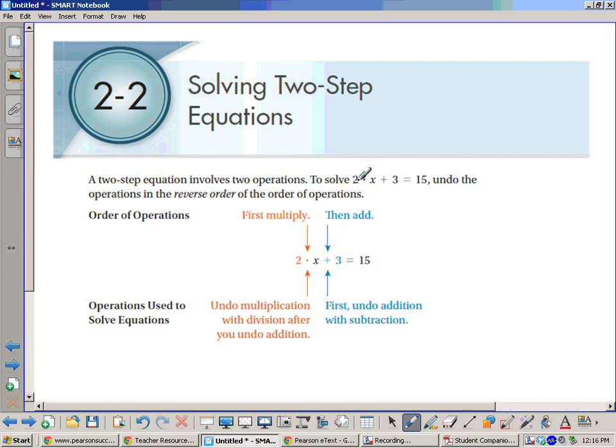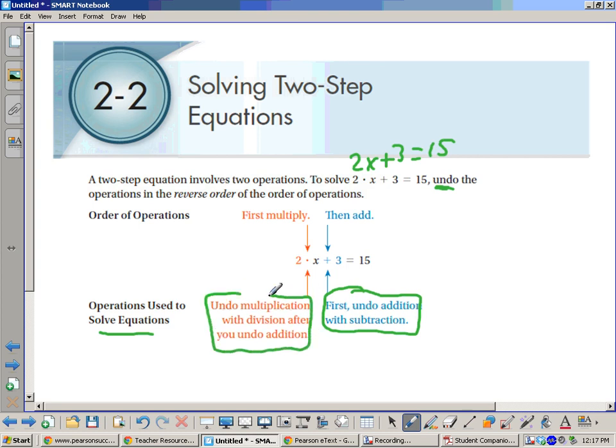Here we have an equation. 2x plus 3 equals 15. Well, 2x just means 2 times x, and then plus 3 equals 15. Well, we need to undo the operations just like we did in the previous section. But to do that, we need to go in the reverse order of operations. So our order of operations in this problem is we would first multiply and then add. That's normal order of operations. To solve for the equation, we're going to do the reverse. We're going to first undo the addition by subtraction, and then we're going to undo the multiplication by division.